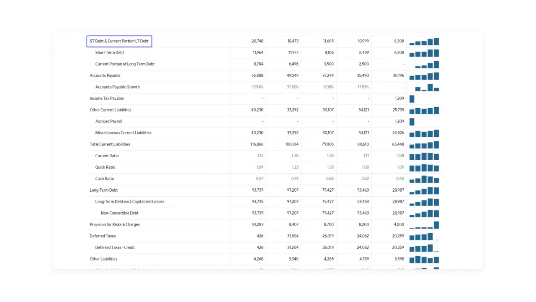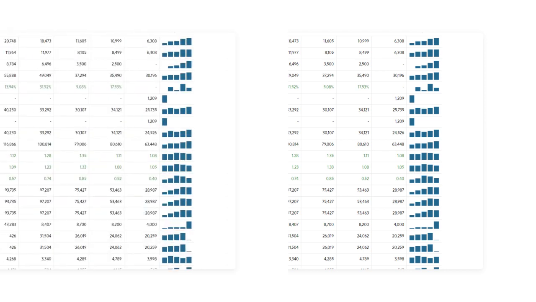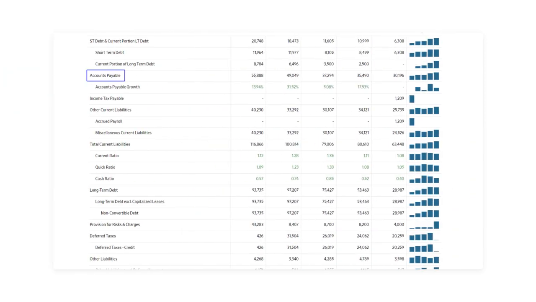The second section is liabilities. This section includes all sources of cash used in the formation of the company's assets, liabilities, and equity. Short-term debt and current portion of long-term debt is the sum of all current debts of a company with a maturity of less than 1 year from the balance sheet date. Accounts payable is the amount that a company must pay suppliers for services or products that it purchased on credit. Total current liabilities is the total amount of current liabilities with a maturity of less than 1 year.